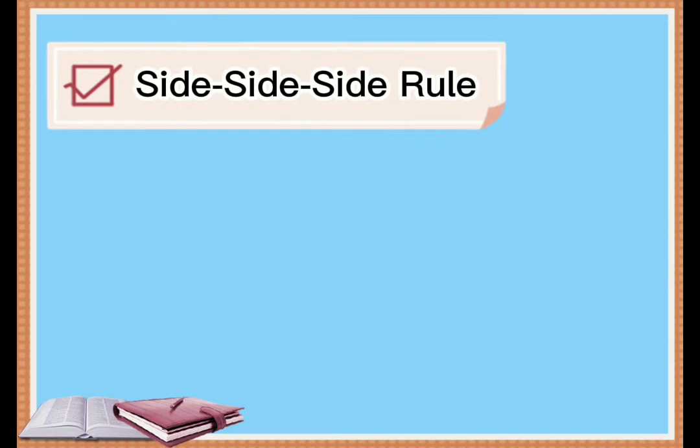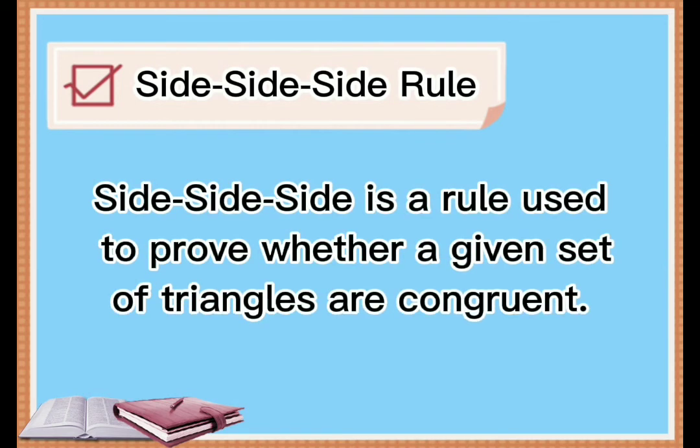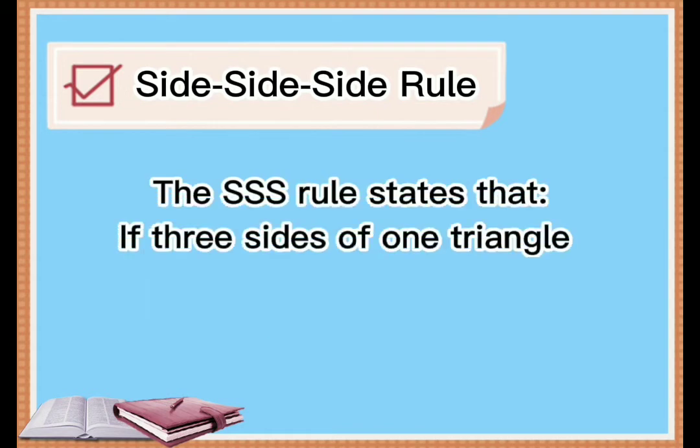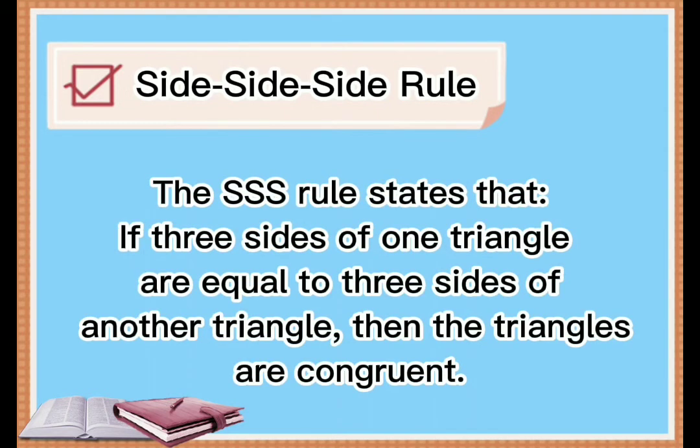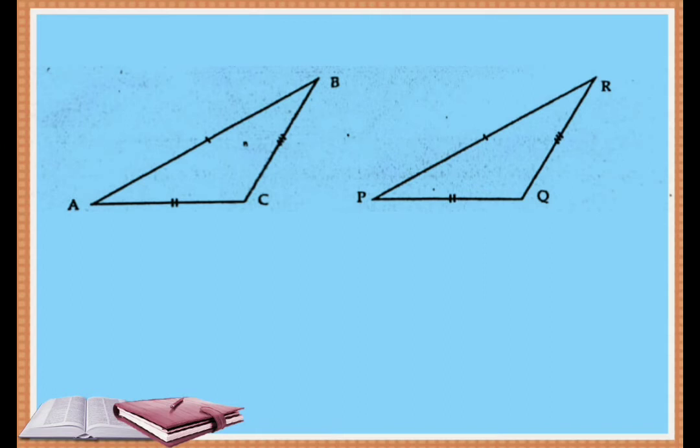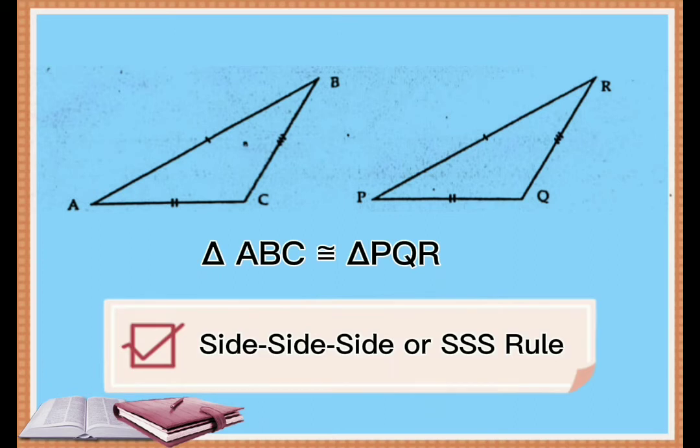The side-side-side or SSS rule is a rule used to prove whether a given set of triangles are congruent. This rule states that if three sides of one triangle are equal to three sides of another triangle, then the triangles are congruent. In these two triangles, we can see that triangle ABC is congruent to triangle PQR since side AB is congruent to side PR, side AC is congruent to side PQ, and side BC is congruent to side QR. The two triangles are proven by the side-side-side or SSS theorem.